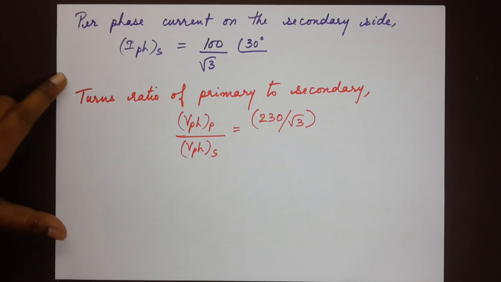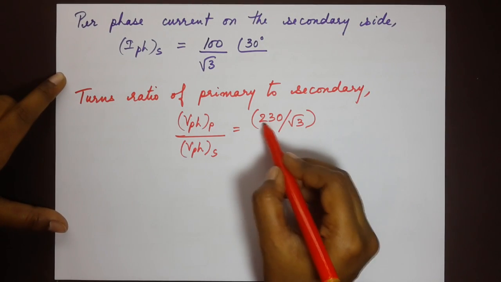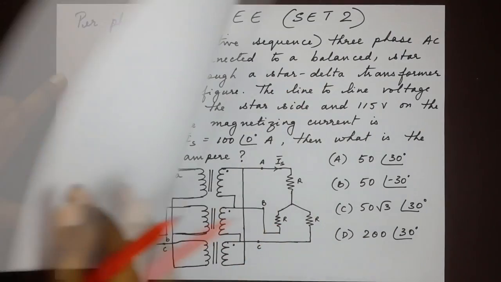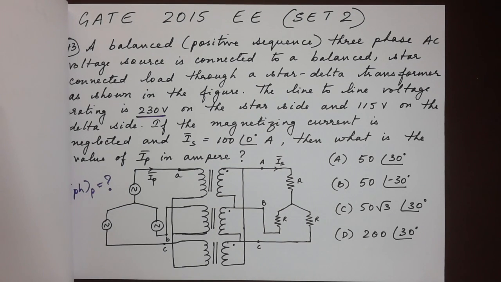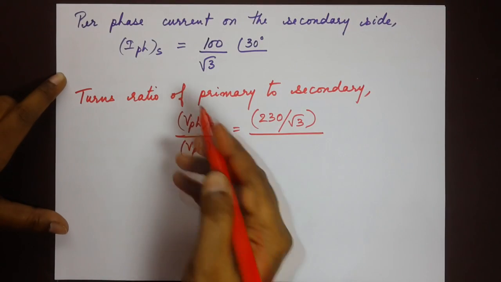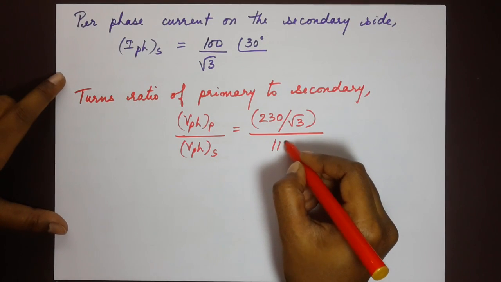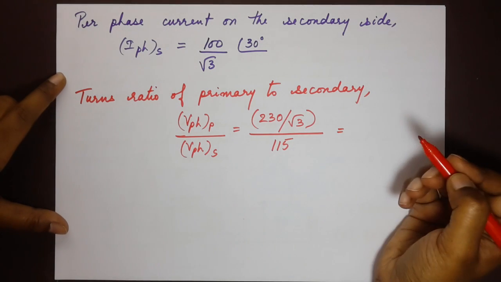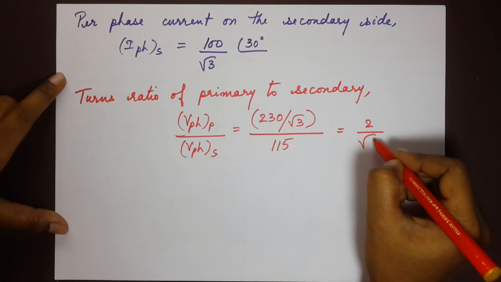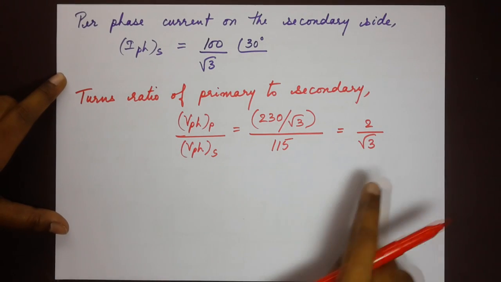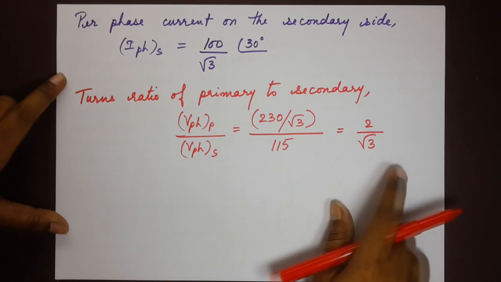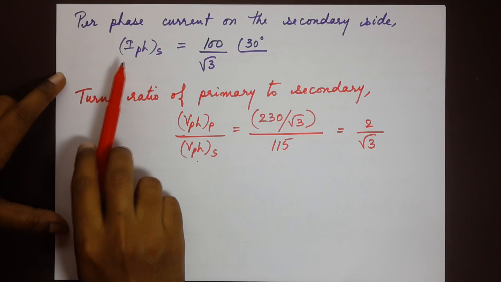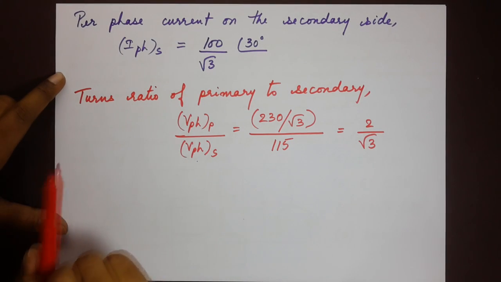Star side becomes 230 by root 3 for phase, divided by V phase secondary and 115 volts on the delta side. Now delta side is anyway given in terms of phase, so we write that down as it is, 115. I hope that makes sense so far. Now if we solve this, we get 2 divided by root 3. Now this is our turns ratio of primary to secondary, 2 by root 3. Now utilizing this, we should be able to find out what the value of I phase for the primary side is.